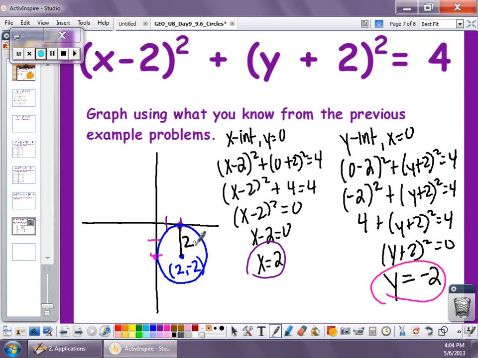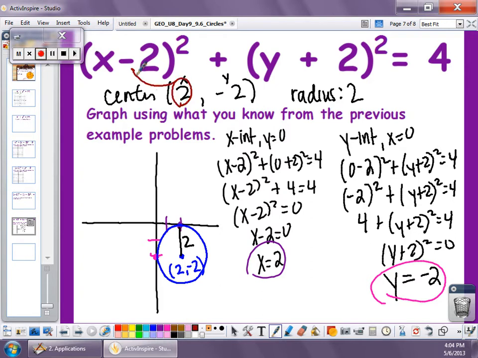So where does this come from? Well, I can compare my center, the x value. If I look at my center, it was at 2, negative 2. This was x, and this is y for the center. And your radius is 2. So where does this come from? Well, this 2 from my center comes from here. And this 2 for the center comes from here. And this 2 comes from the 4.